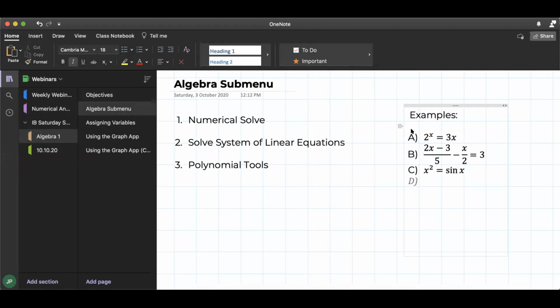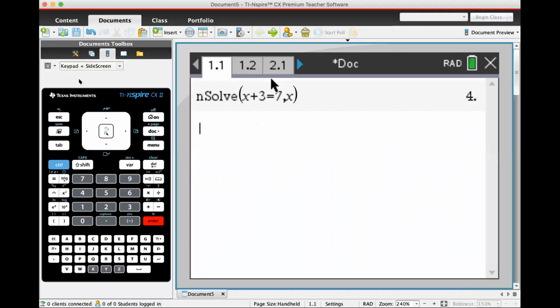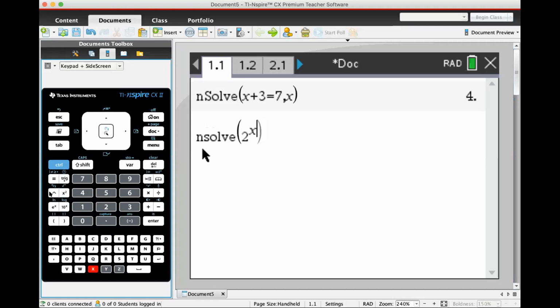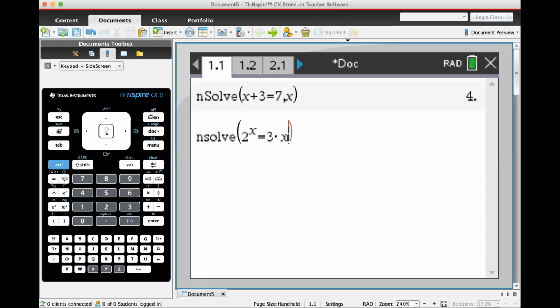So I'll take a look at these examples one by one quickly. Okay, I'm also keeping an eye on the time. So let's look at 2 to the x is equal to 3x. So I go to my nsolve, numerical solve, and here we go. I can either type in nsolve if I remember the commands, and I'm going to say 2 to the power of x is equal to 3 times x, and I just put comma x. Remember, after every equation you say what is the variable we are solving for. So comma x, and if I hit enter, that would give me my solution.